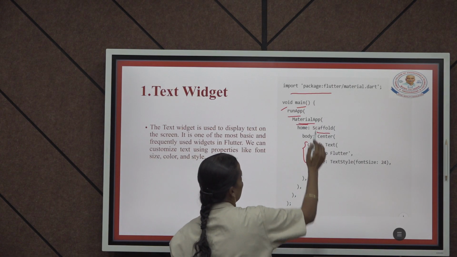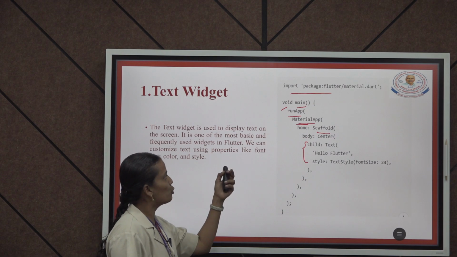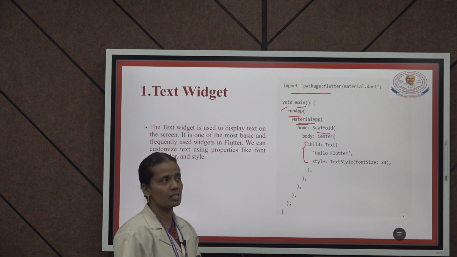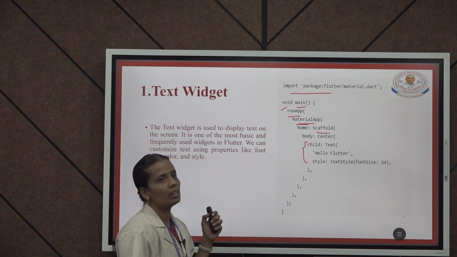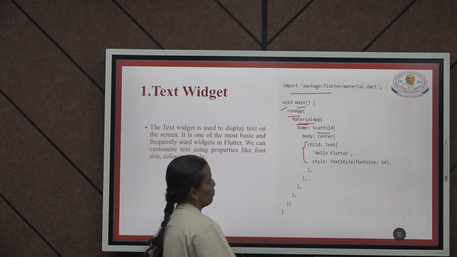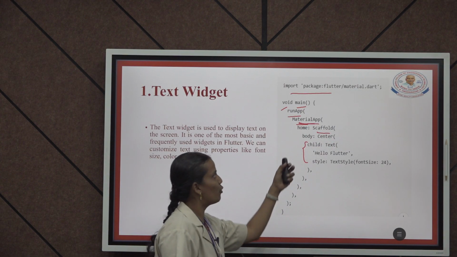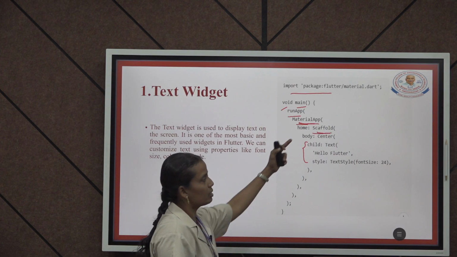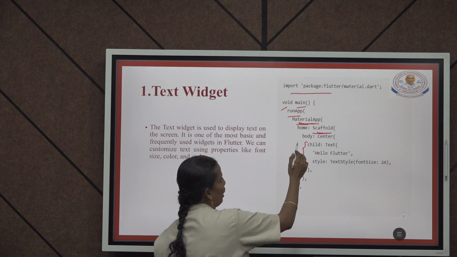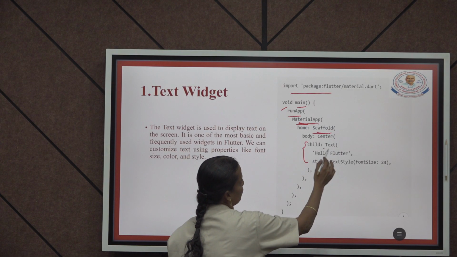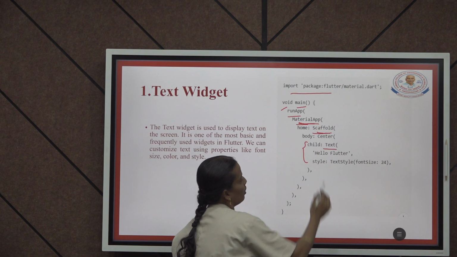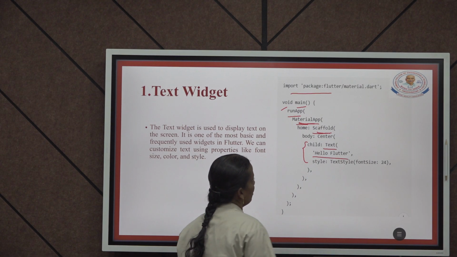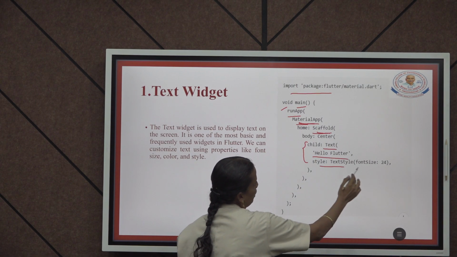Next, MaterialApp. MaterialApp is used to provide the basic app structure. It also provides features such as app theme, color, screen layout, etc. Within the MaterialApp, the Scaffold widget is here. The Scaffold widget is a basic app screen layout. Within the Scaffold only we have to design our elements. Here we have to design the text widget. The text widget here we have to design as a child widget. The text is Hello Flutter. Next, the text properties are also set here.